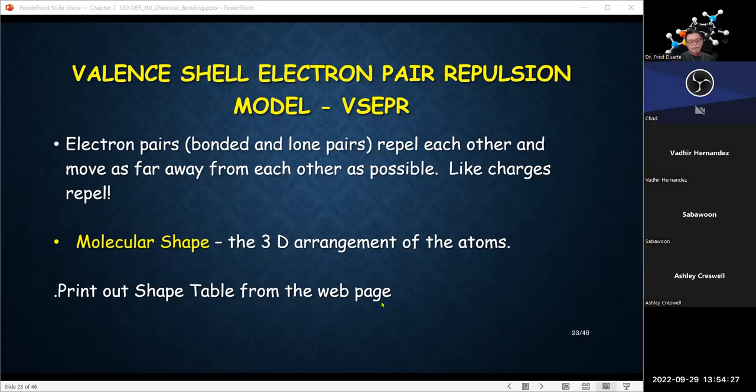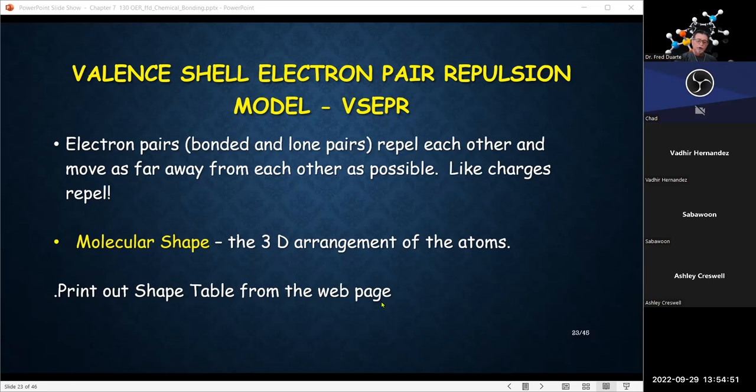Okay. And so basically they had this model called the valence shell electron pair repulsion, or the VSEPR acronym. Okay. That is just basically telling you electron pairs repel each other, and they're going to move away as far as possible. And in doing so, they're going to affect the bond angles of the whole molecule.